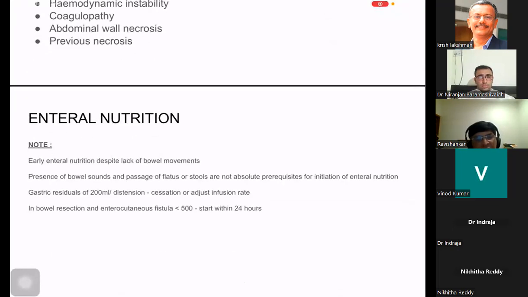In enteral nutrition, there is no definite indication like a requirement of bowel movement for the initiation of enteral nutrition. A gastric residual of around 200 ml is an indication to stop or adjust the infusion of enteral nutrition. In bowel resections with an intraperitoneal fistula, if there is a leak of less than 500 ml, then start nutrition within 24 hours.